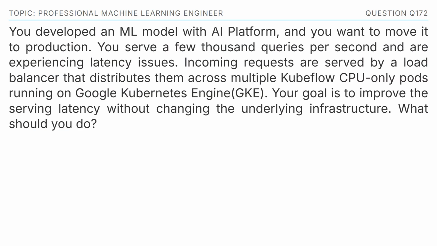You developed an ML model with AI Platform, and you want to move it to production. You serve a few thousand queries per second and are experiencing latency issues. Incoming requests are served by a load balancer that distributes them across multiple Kubeflow CPU-only pods running on Google Kubernetes Engine, GKE. Your goal is to improve the serving latency without changing the underlying infrastructure. What should you do?